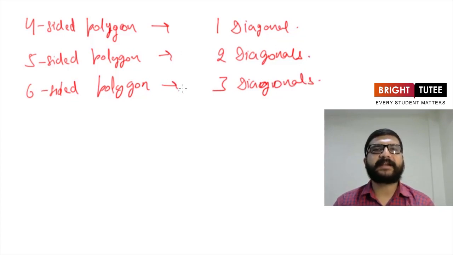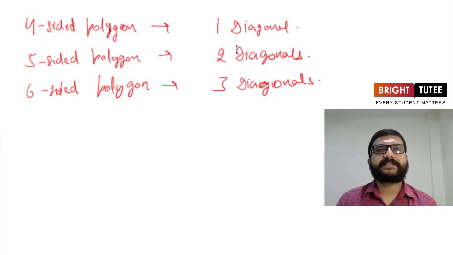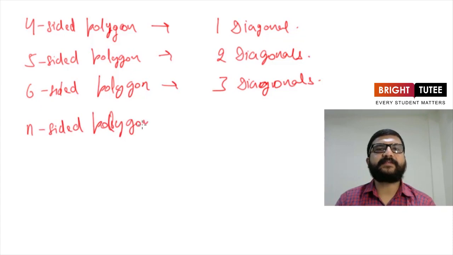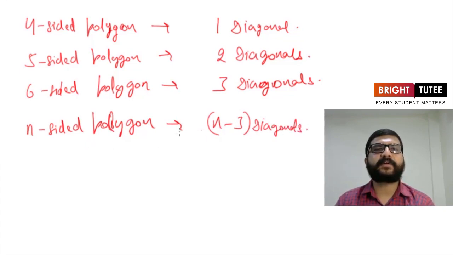Now let's observe this pattern carefully. This is basically 4 minus 3, that is 1, 5 minus 3, that is 2, 6 minus 3, that is 3. So we can say that for an n-sided polygon, the number of diagonals drawn from any vertex will be n minus 3. So we can draw n minus 3 diagonals from any vertex of an n-sided polygon.